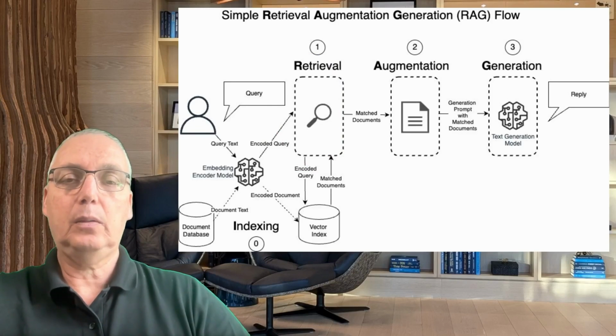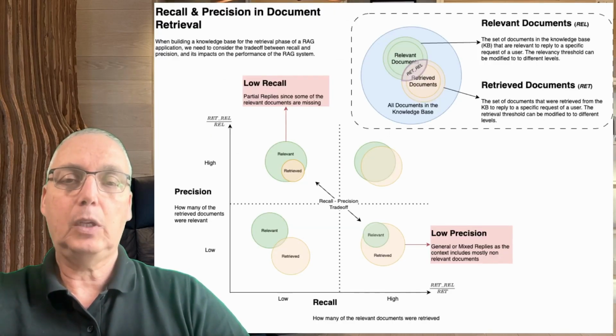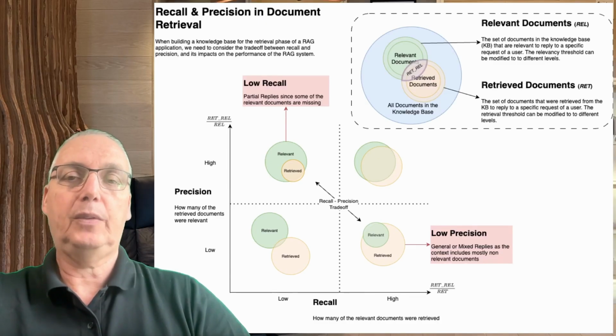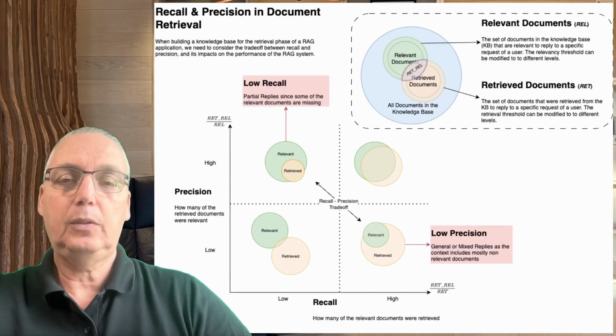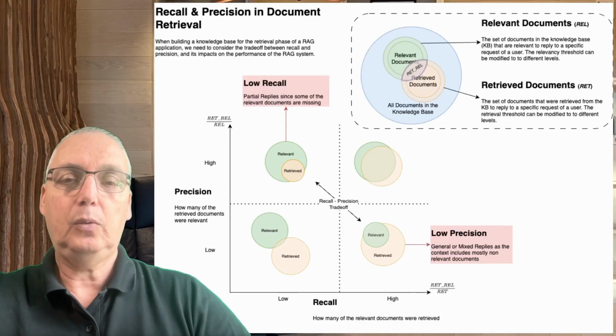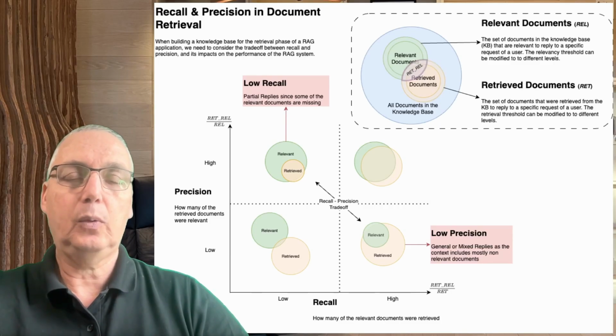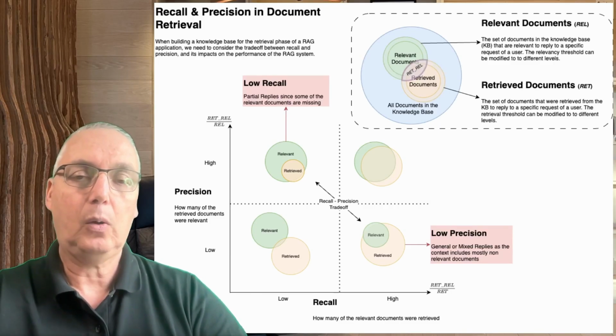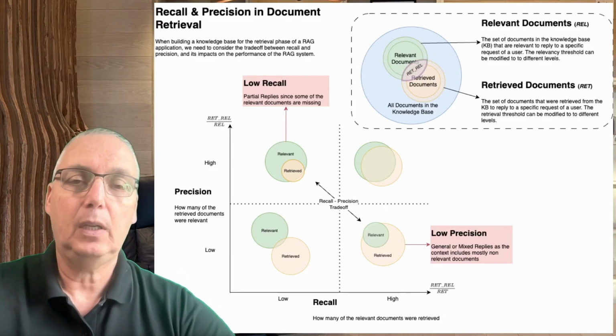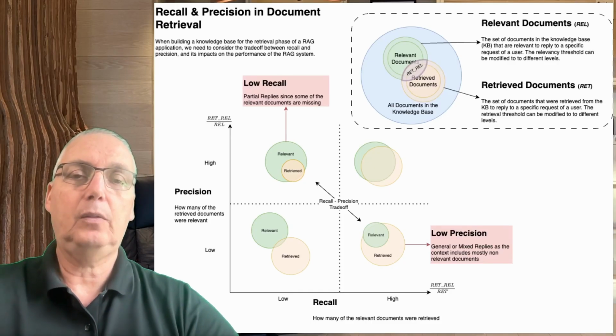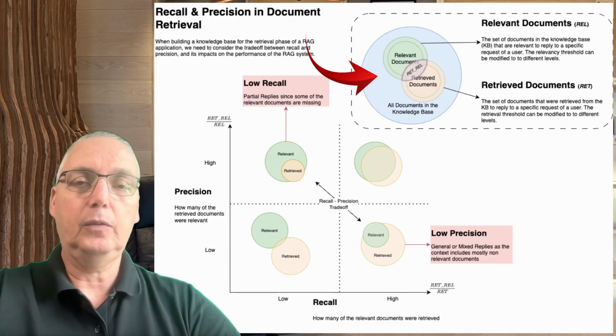Let's try to understand what we mean by retrieval and the concepts of recall and precision. These are common terms in machine learning and artificial intelligence, and we need to understand what we mean here. This diagram may look overwhelming in the beginning, but we will go over it to understand those concepts correctly. So we have our knowledge base. The knowledge base contains all the documents, hundreds, thousands of documents that we have.